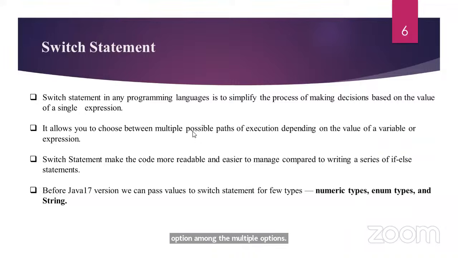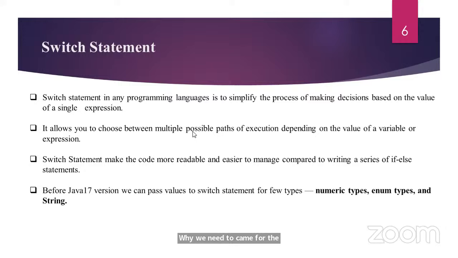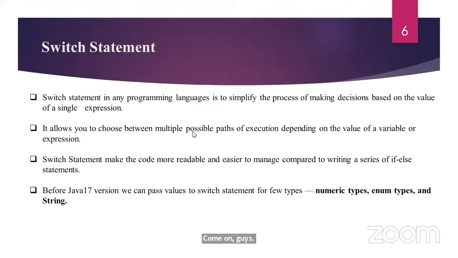So why do we need the switch? Why can't we use if else if? If else if is also for selecting a particular block among the multiple blocks, right? So why do we need to come for the switch? Because the code is more readable. Understand? The code is more readable, guys.